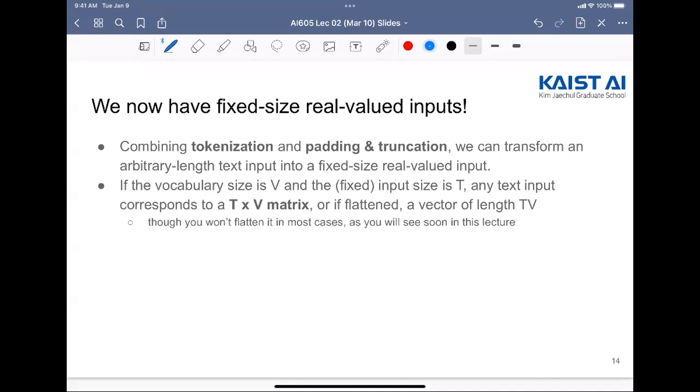What that means mathematically is that, let's say the size of the vocab is V, and the length of the input, the number of tokens, is T. Then we're transforming any kind of text input to a T by V size matrix. Or if flattened, then a vector of length T times V, although very rarely will you actually flatten them. Unlike image, right? Actually, these days in the image domain, they don't flatten an image either. They use location-specific models like CNNs. So it's very rare that you actually flatten them, but you can think of that as a vector too. It's just how you organize the numbers.